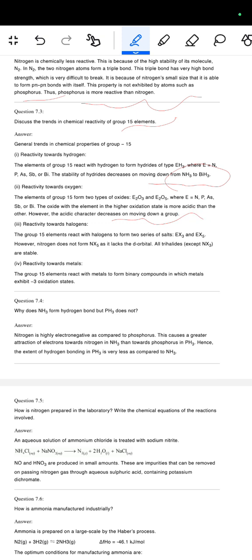फिर आता है reactivity towards the halogens. So the group 15 elements react with the halogens to form two series of halides, EX3 and EX5. However, nitrogen does not form NX5 as it lacks d orbitals. All the trihalides except NF3 are stable.